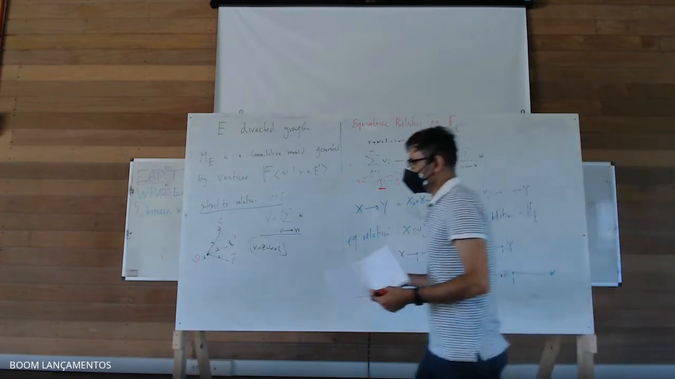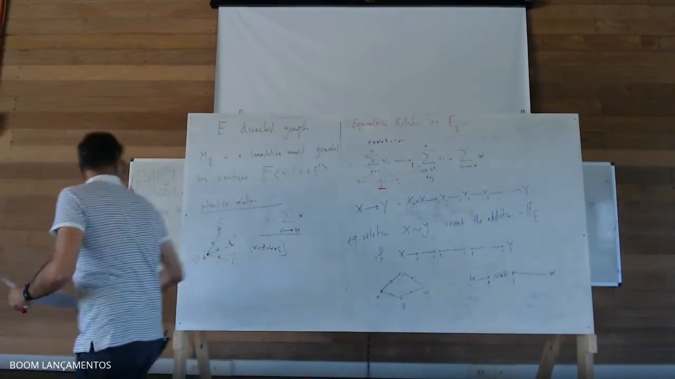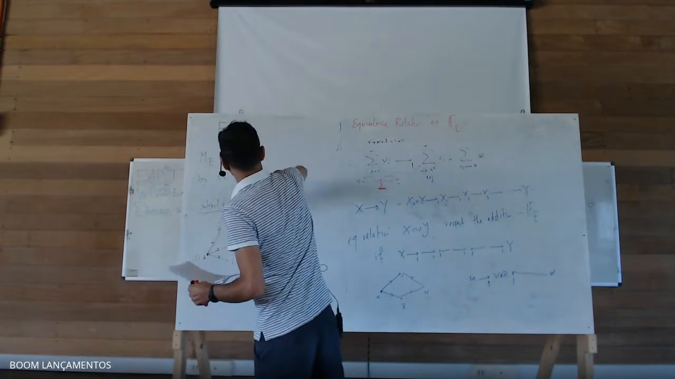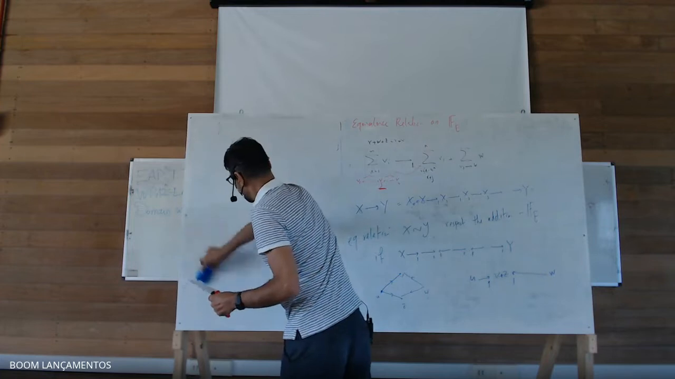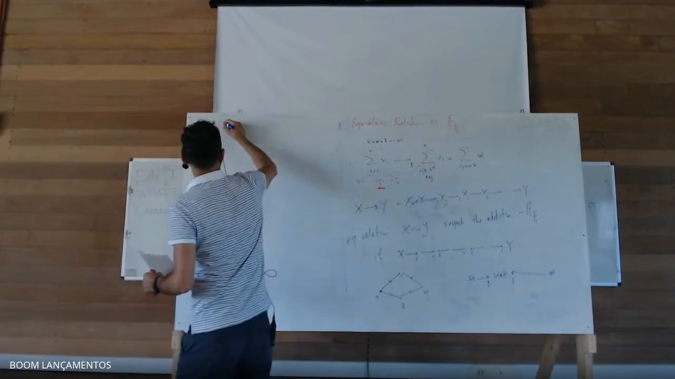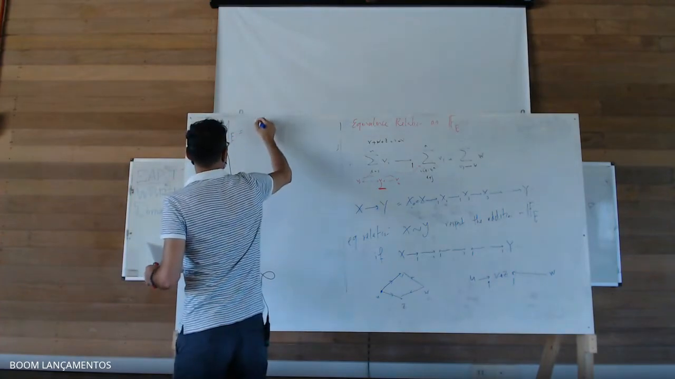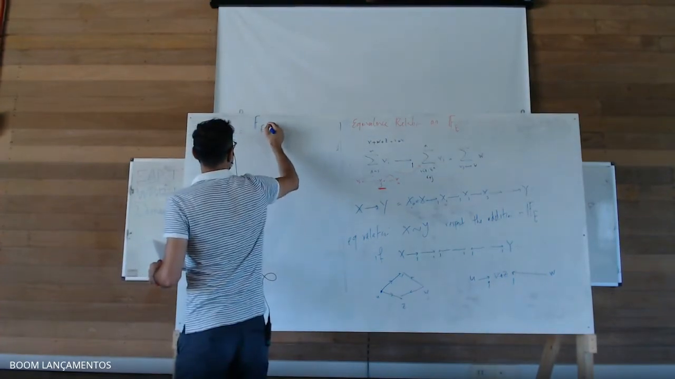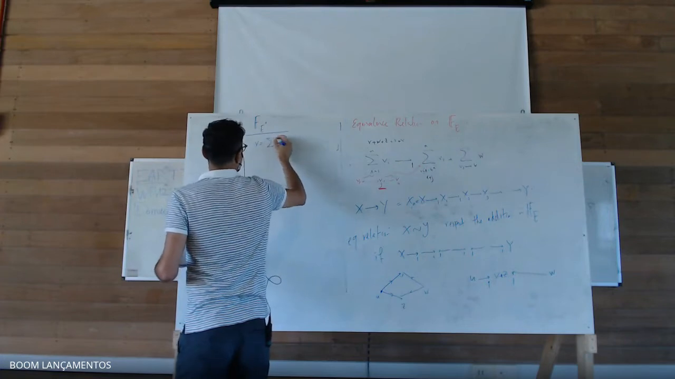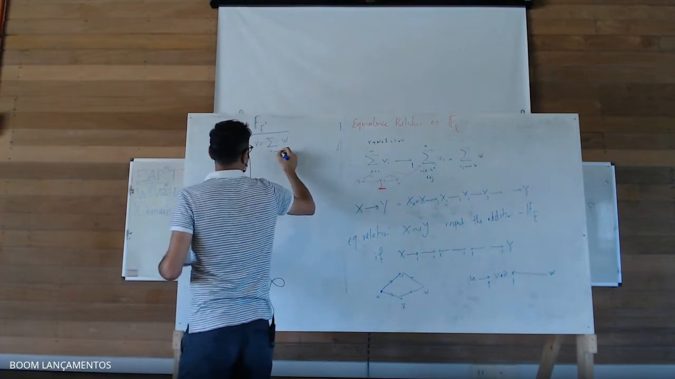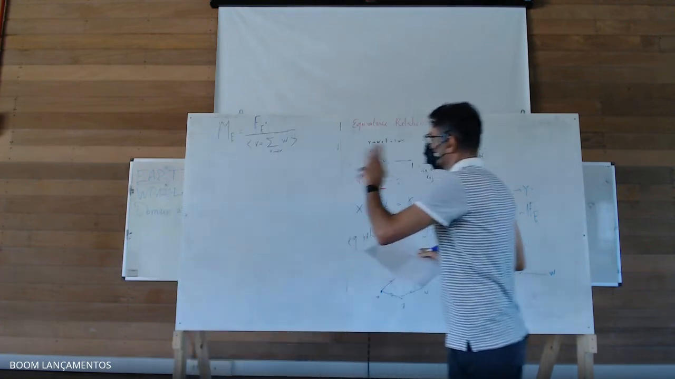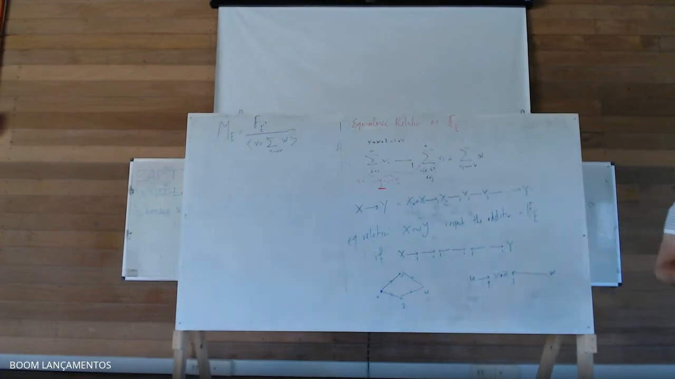So this is ME. Let me just write a very compact definition of ME here. ME is the free monoid over E0 subject to all the relations of this form. Okay, so this is a graph monoid, and we are going to work with this.